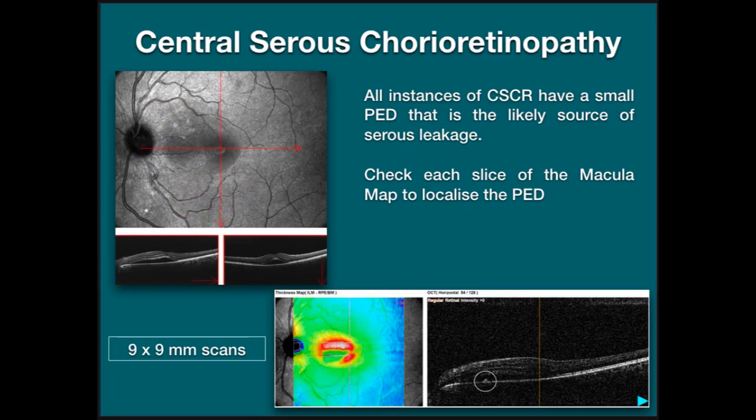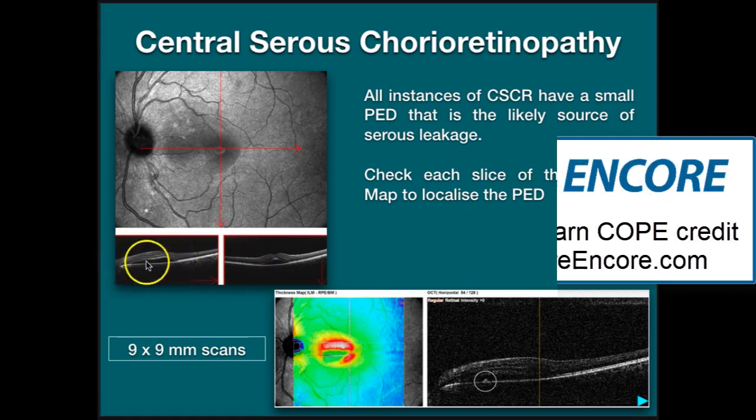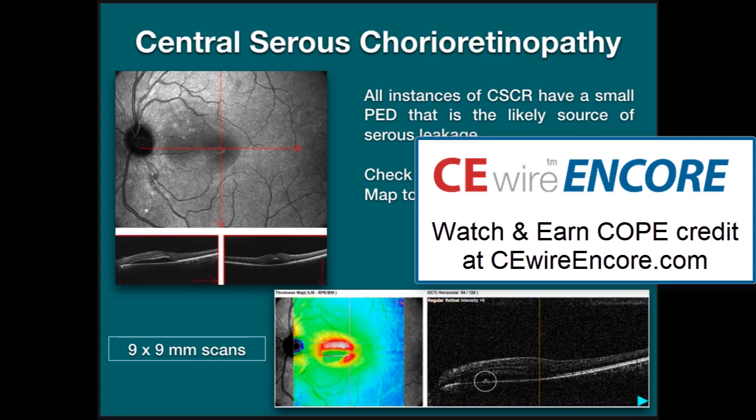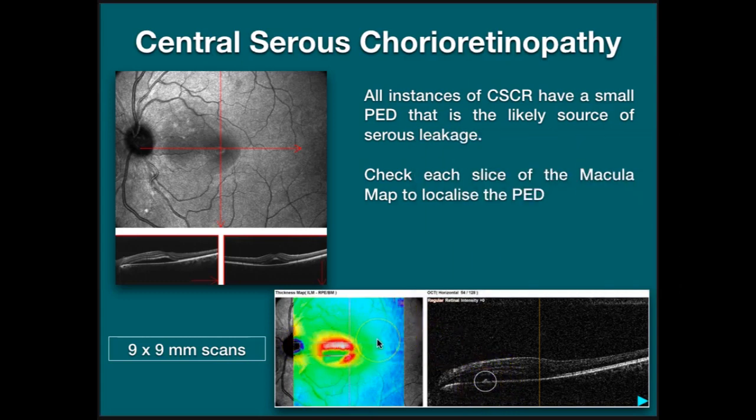In the horizontal cross-section down below, you can see predominantly the edema is at the fovea and between the fovea and the disc, and the vertical slice, it's fairly well centered on the fovea. If we go through the macular map layer by layer by layer, I finally found the little PED on that blue line there, so slightly superior to the fovea and definitely non-central. It's actually closer to the disc. So that's the source of the leakage that's causing the fluid in his eye.